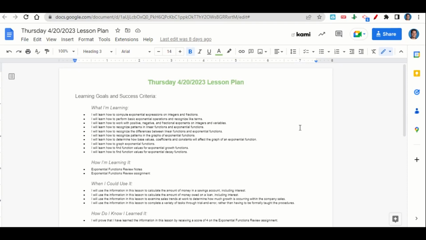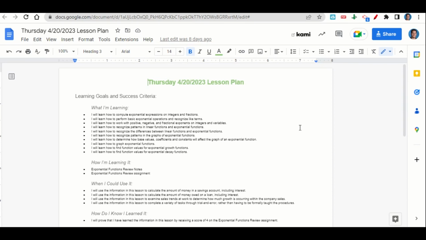We're learning how to compute exponential expressions on integers and fractions, how to perform basic exponential operations and recognize like terms, how to work with positive, negative, and fractional exponents on integers and variables, how to recognize patterns in linear functions and exponential functions, how to recognize the differences between linear functions and exponential functions, how to recognize patterns in the graphs of exponential functions, to determine how base values, coefficients, and constants will affect the graph of an exponential function, how to graph exponential functions, how to find function values for exponential growth functions, and function values for exponential decay functions.